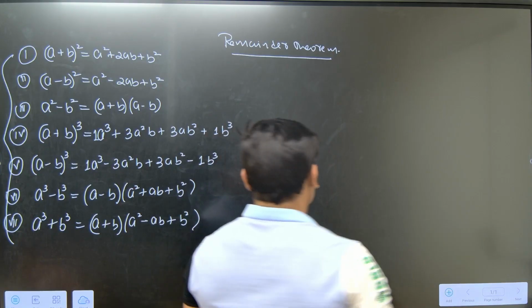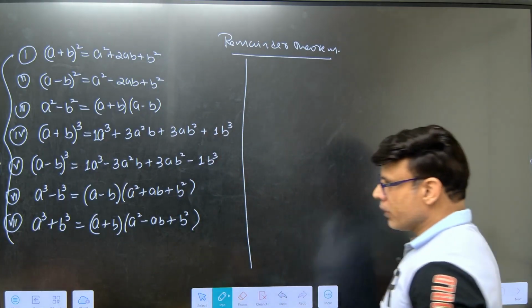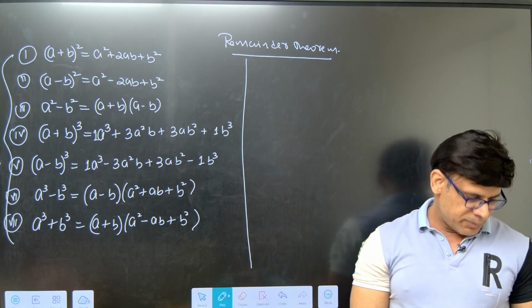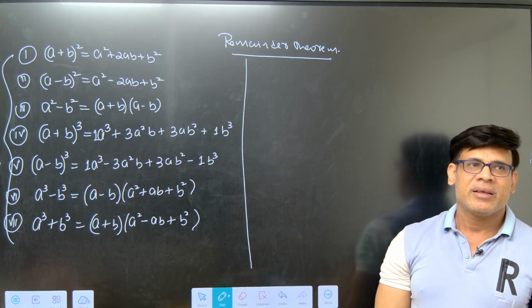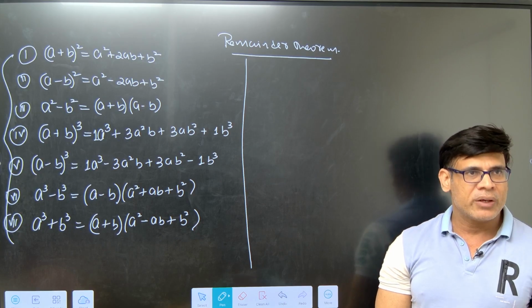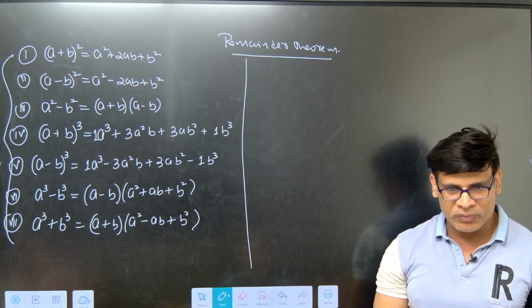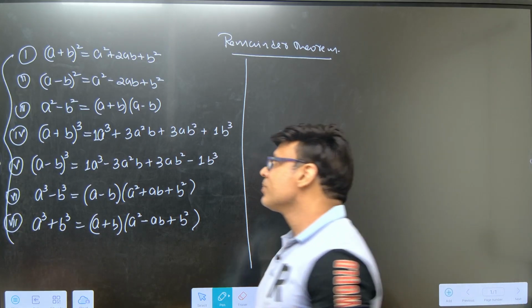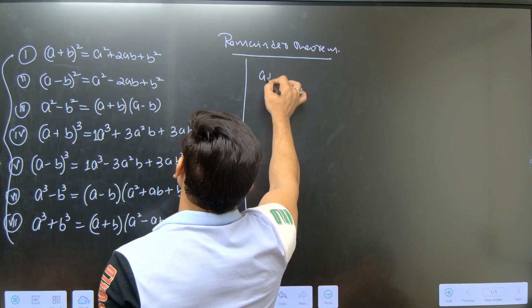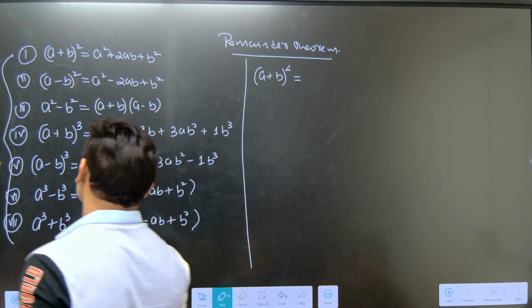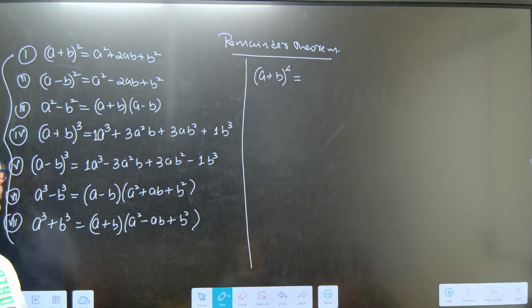But I tell you, somewhere we have to use more extended powers of this, right? A plus b raised to the power 4 or 5. Can you find out a plus b raised to the power 4 or 5? You can find out, right? How? How can we find out what a plus b raised to the power 4 is?